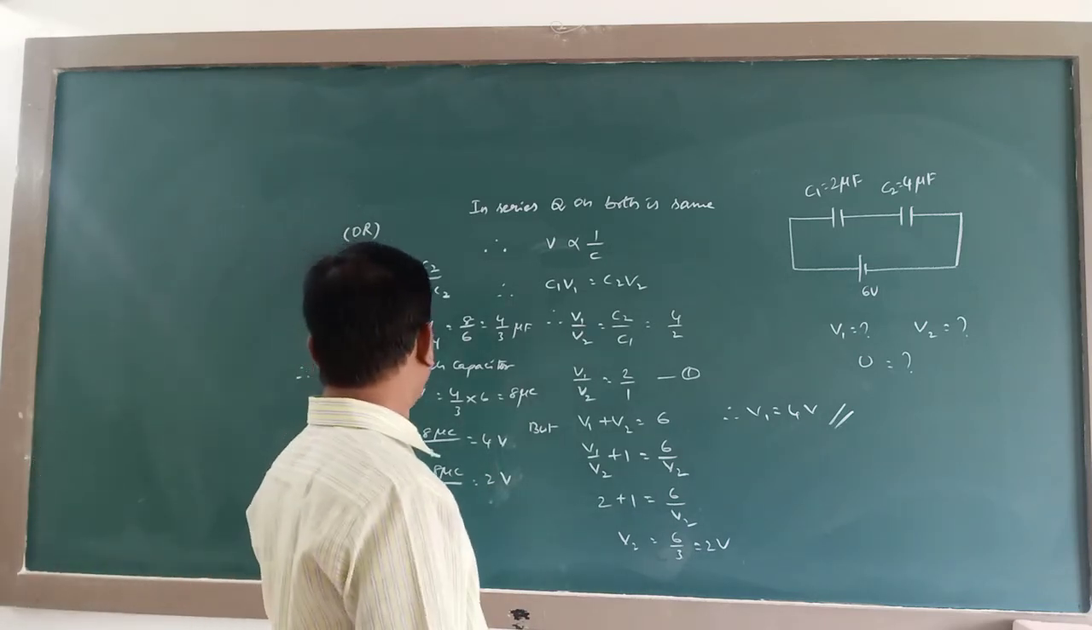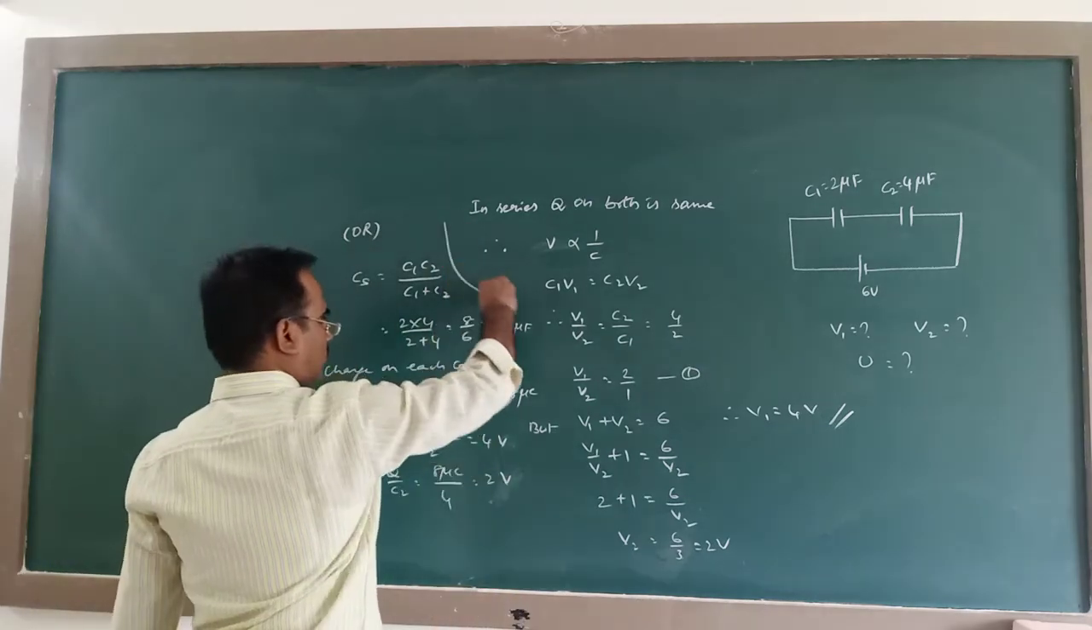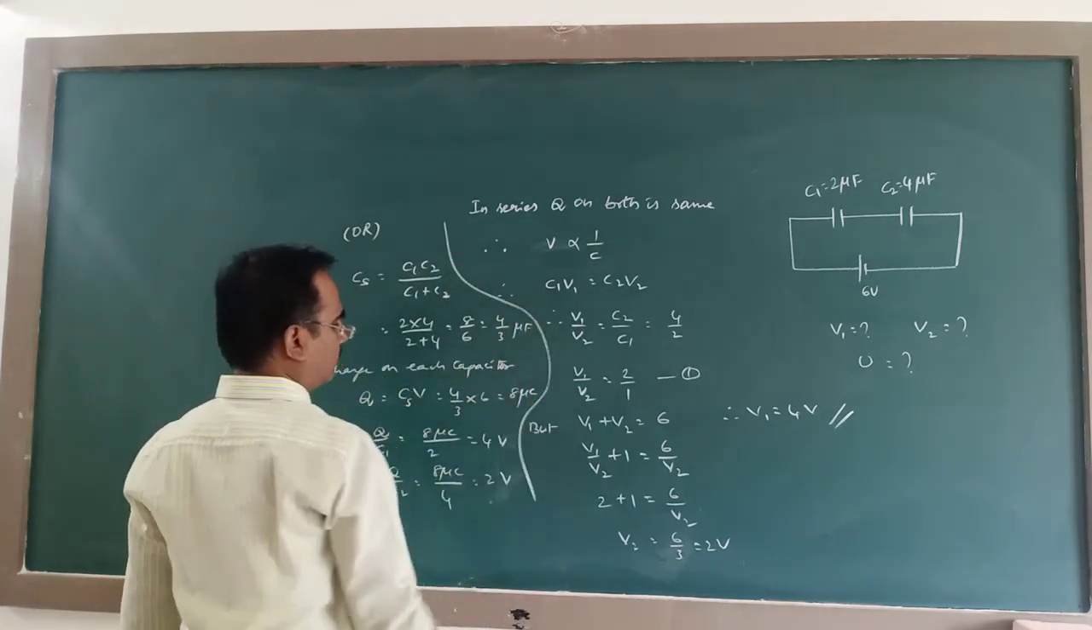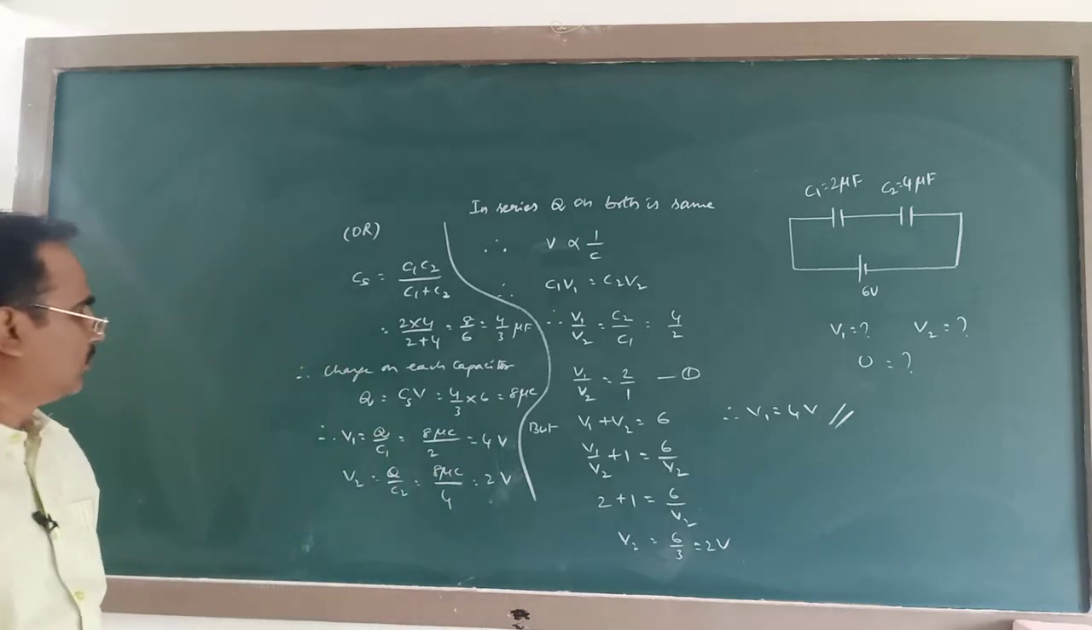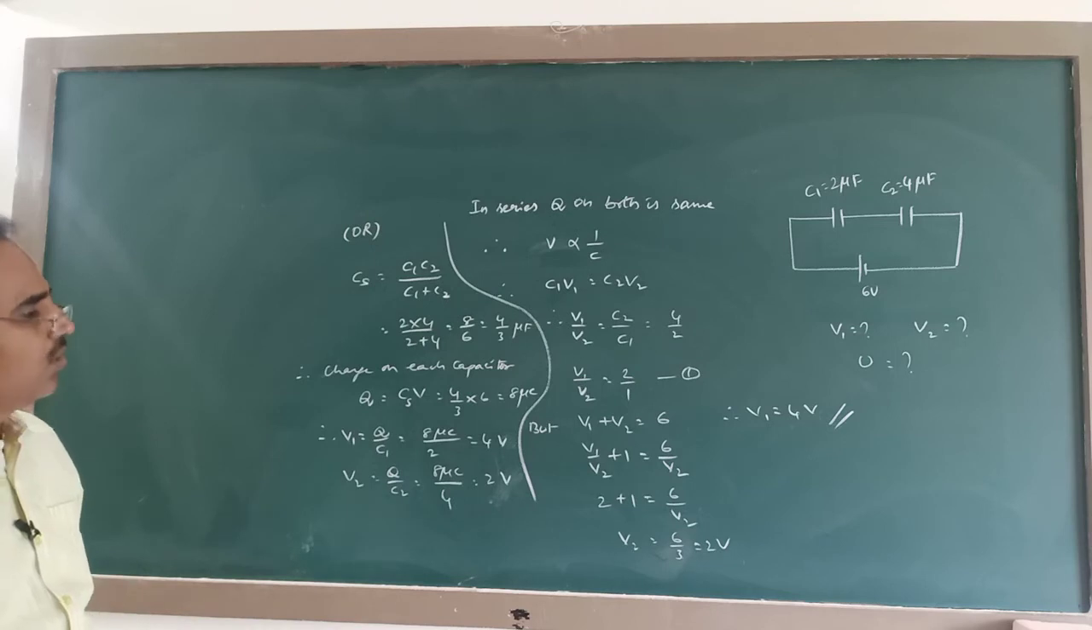So V1 is 4, V2 is 2. You got the same thing. So this is another way of solving this problem. When these type of questions are asked, you can do whichever method you like.